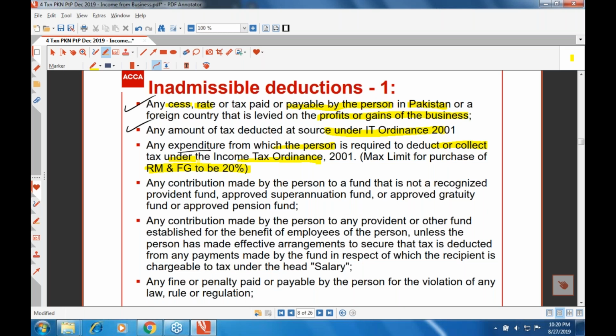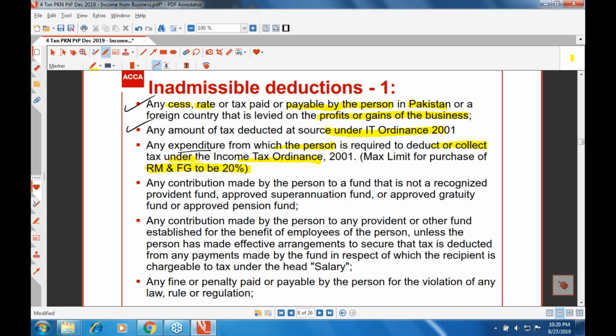Now let's try to understand. So if there are certain payments on which the tax needs to be withheld, let's just start discussing them. If you make a payment and you don't deduct tax, then such expense shall be disallowed.